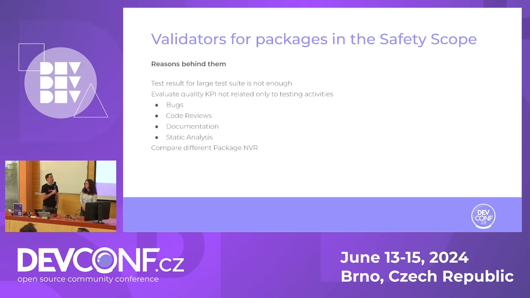But why do we need validators? Imagine that we are going to run a large test suite like glibc, or any other test suite with thousands of tests. Having an overall test result is not enough, because we really need a level of granularity that allows us to say that for those particular APIs we are able to run those particular tests, because talking with maintainers, we define that the coverage is done that way. So we need a way to extract information about single test cases from a large test suite execution. The validator is in charge of this kind of verification, but also evaluates quality KPIs that are not only related to testing activities, for example bug analysis, code reviews, documentation, and static analysis. Everything is done in comparison with a previously qualified version of the same tool.